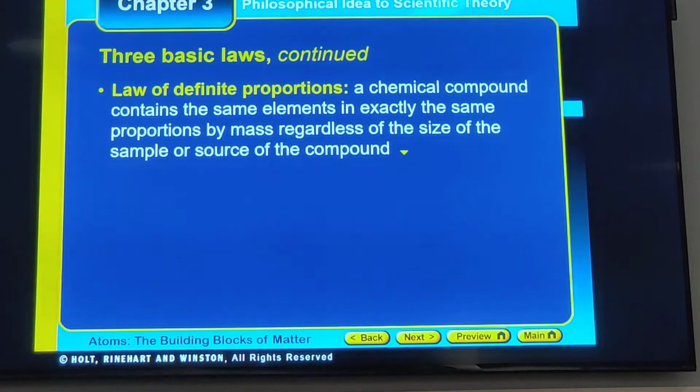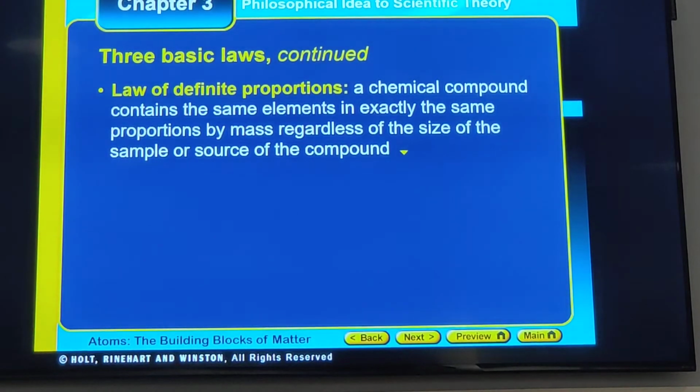Okay, the next one is the law of definite proportions. Here we're talking about a single chemical compound. Just take water as an example. A chemical compound contains the same elements. Is water always made of hydrogen and oxygen? Yes. It's always made of them, and exactly in the same proportions by mass.